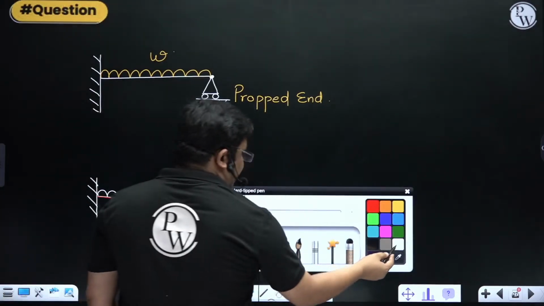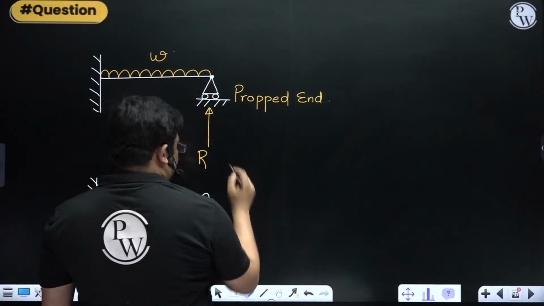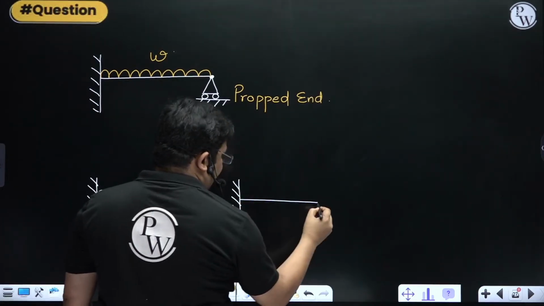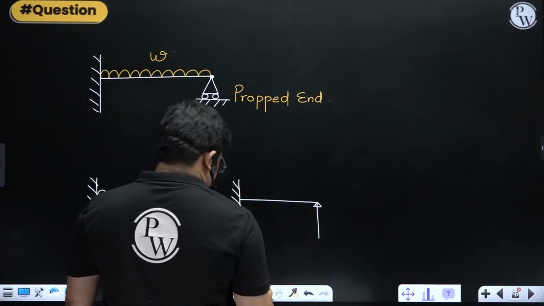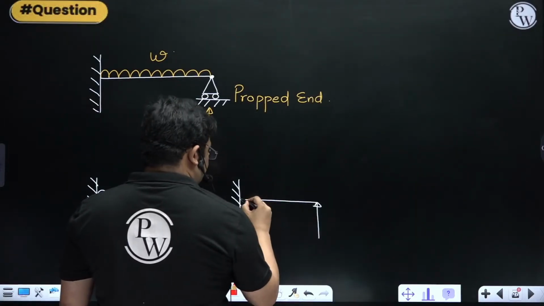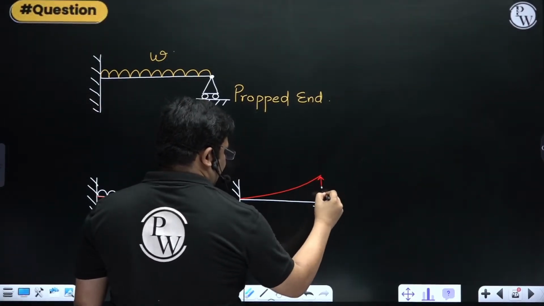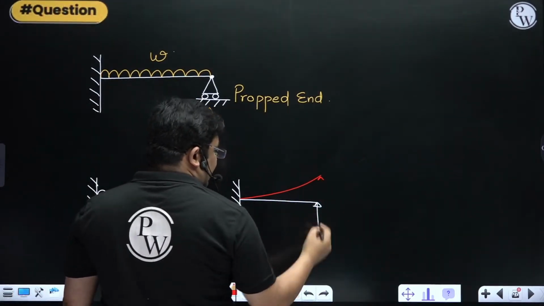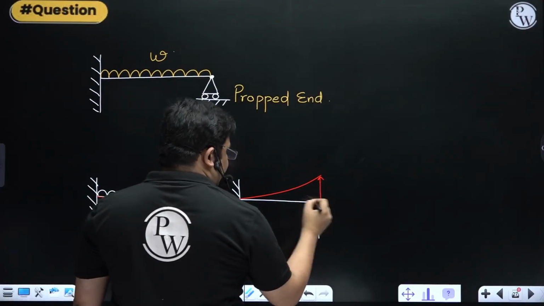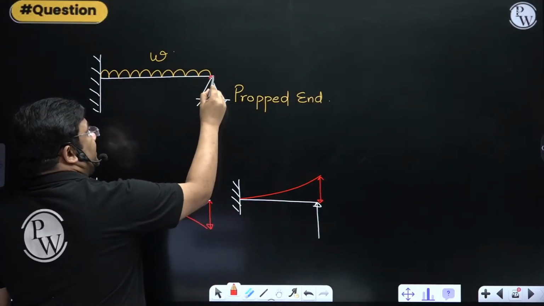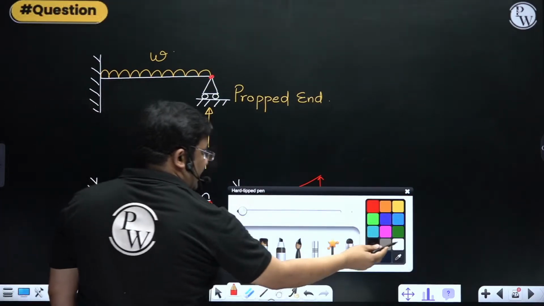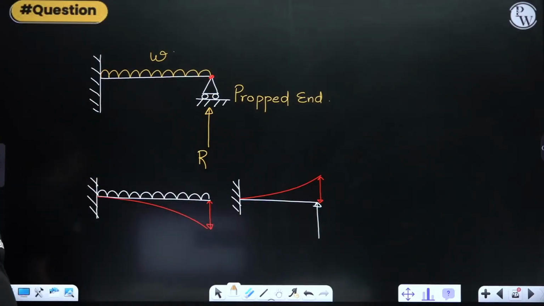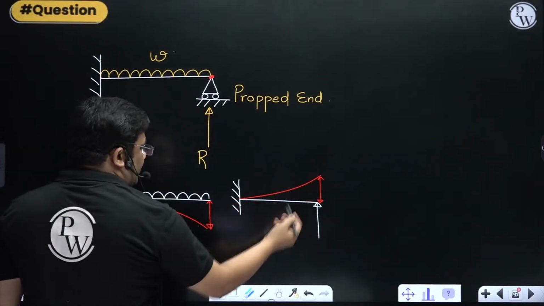And then there is a reaction acting upwards, right? So due to this reaction, the beam should deflect like this, and this is the deflection. But the thing is that the end is pinned. That means the net deflection should be 0 here, right? If the net deflection is 0, this downward deflection should be equal to this upward deflection, right?